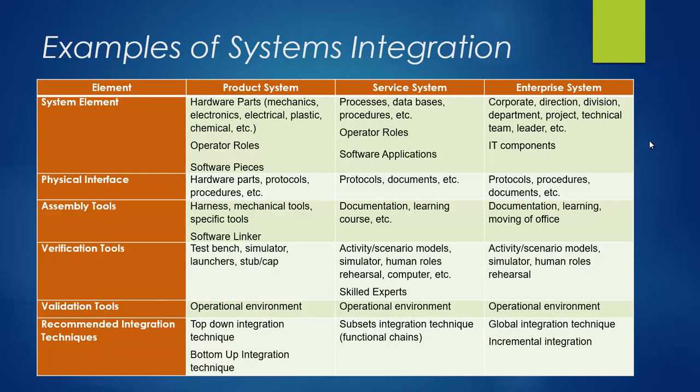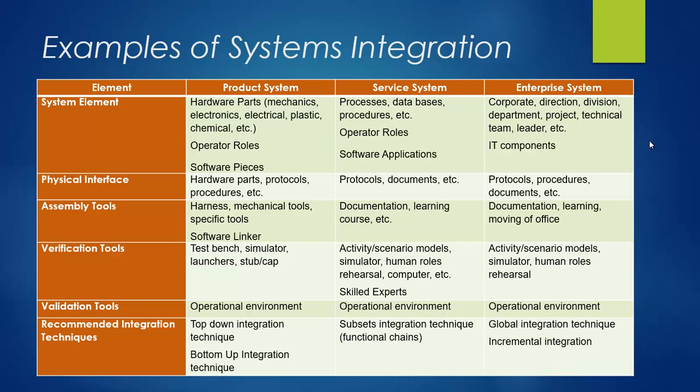This slide shows some examples of systems, their elements, some of the tools that can be used in different areas, and the recommended integration techniques. The suggested tools may differ from one organization to another, but this is a general framework on what can be used and what kind of elements are available. So you can see that we have the physical interface, the assembly tools, verification tools, validation tools, and then the recommended integration techniques, which is the most important thing.